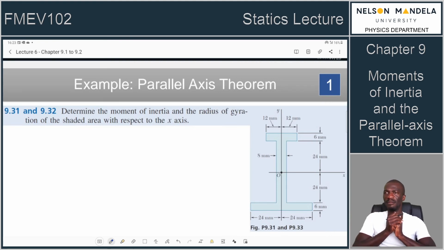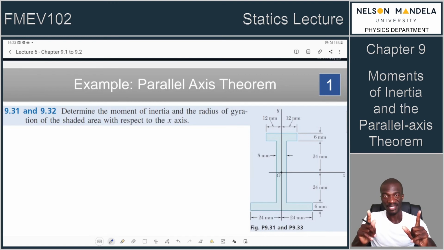This is a very good example of where we can tell that the parallel axis theorem is cool, because in this example, we want to determine the moment of inertia and the radius of gyration of the shaded area with respect to the x-axis. As you can see, this object is irregular, right? So obviously, its total moment of inertia needs to be investigated. We need to actually calculate the moment of inertia and split it into different parts, right?